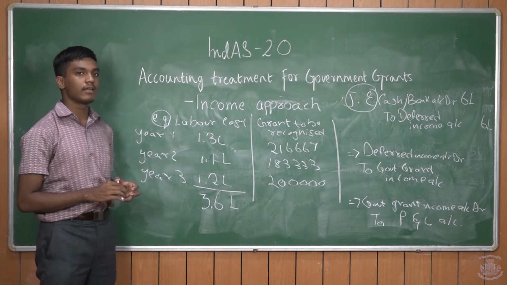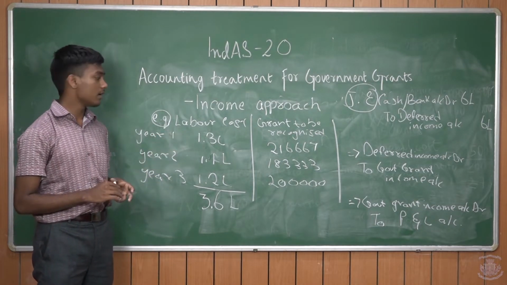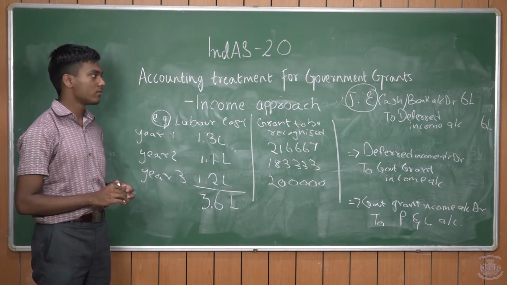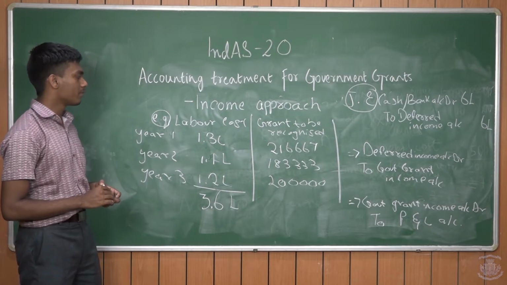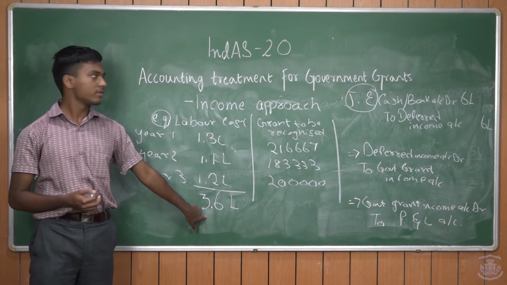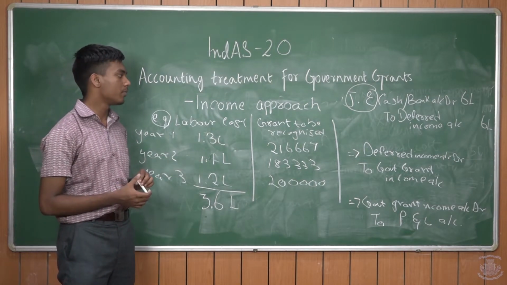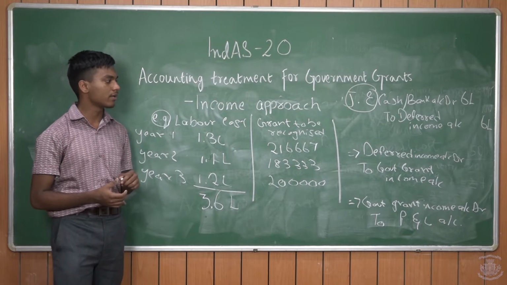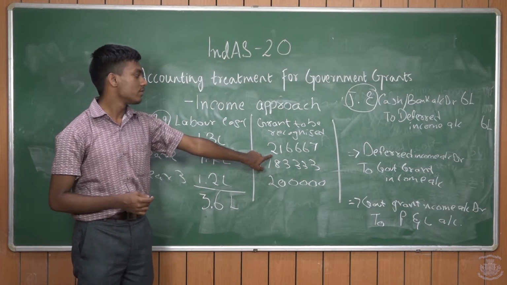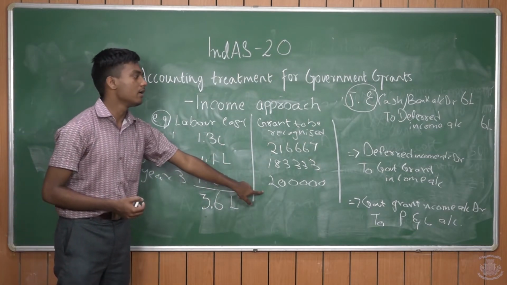So the government grant to be amortized or recognized in each year will be as follows. For year 1, 6 lakh is the total government grant received. So 6 lakh multiplied by 1.3 lakh divided by 3.6 lakh. 3.6 lakh is the total expenses and 1.3 lakh is the expenses to be incurred in year 1. So the amount of government grant to be recognized as income in year 1 will be 2,16,667 rupees, and the same way it will be for year 2 and year 3.